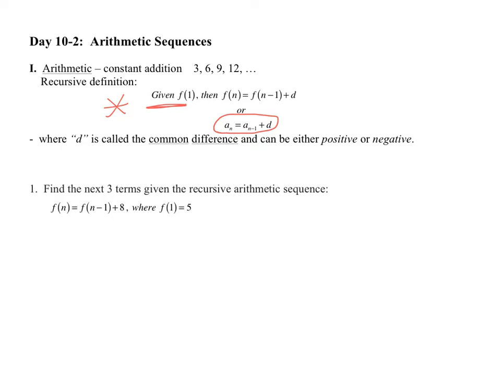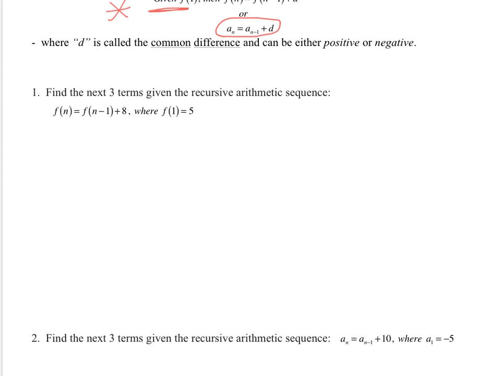So let's get right into it. Let's take a look at number 1. Find the next three terms given the recursive arithmetic sequence. Well, how do I know if it's arithmetic or geometric? Because we're adding 8. It's got a common difference of 8.